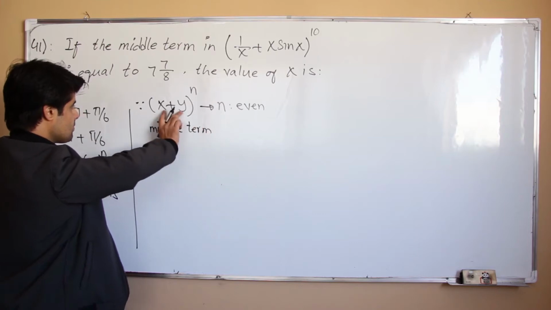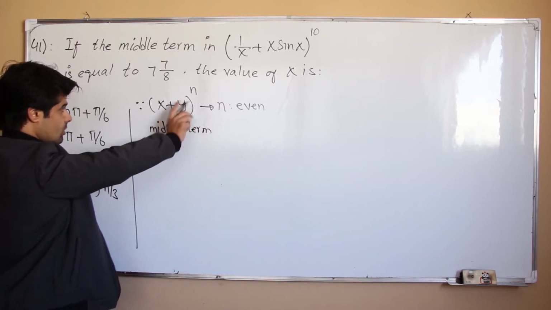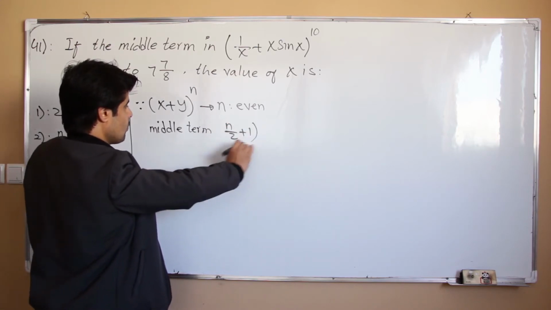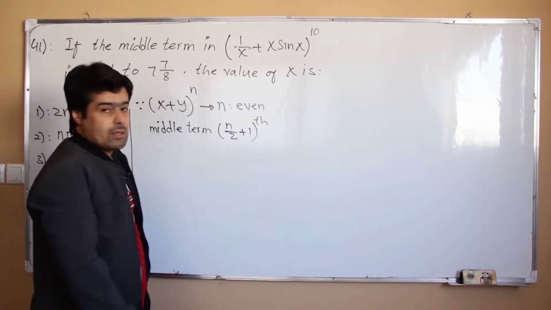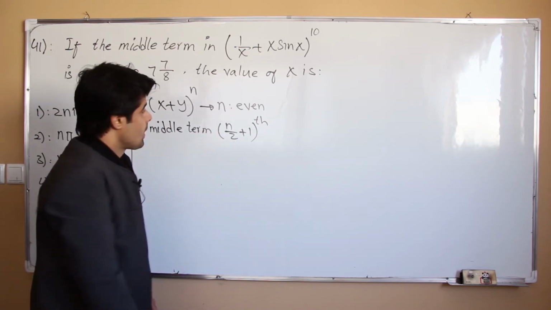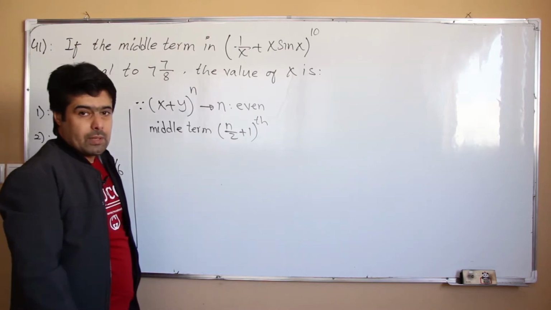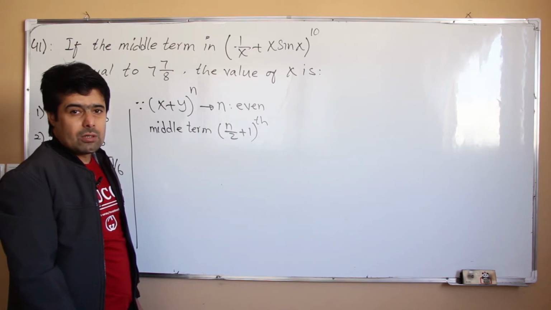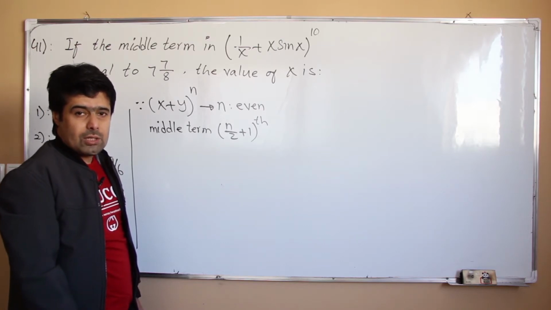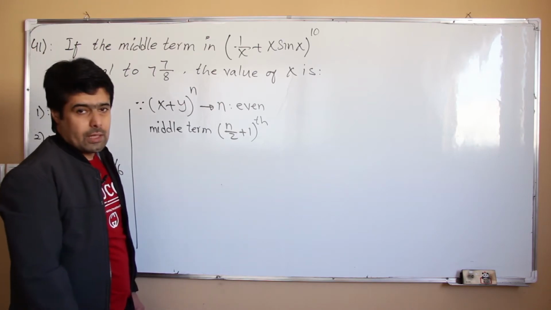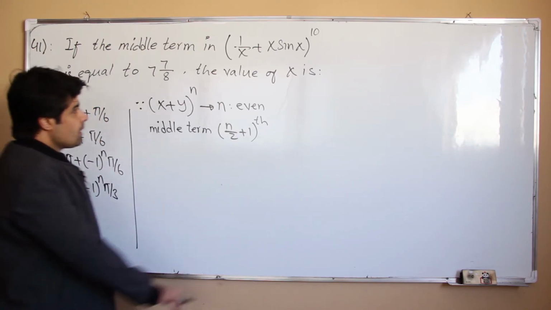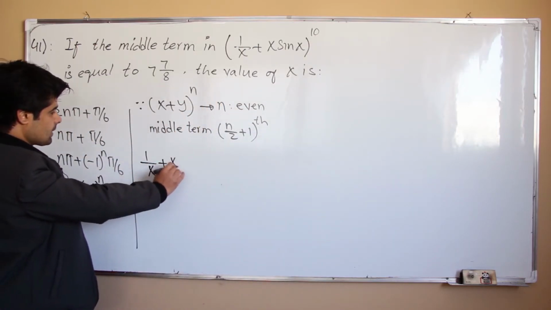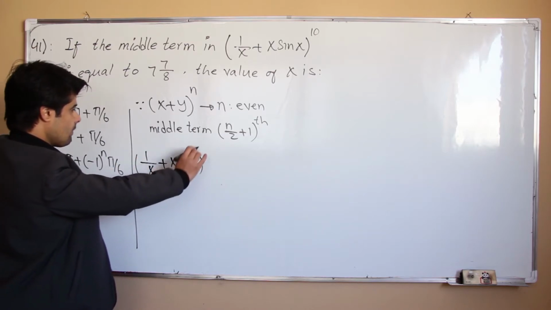for this binomial expansion, whose power is an even number, the middle term is the (n divided by 2 plus 1)th term, and we have explained this in 2.1. By the way, if you haven't seen it, then please go to lecture 2.1 of the binomial expansion, watch the lecture, then come to this lecture. By the way, here n is 10. Our binomial is (1 divided by x plus x sin x) raised to the power 10.